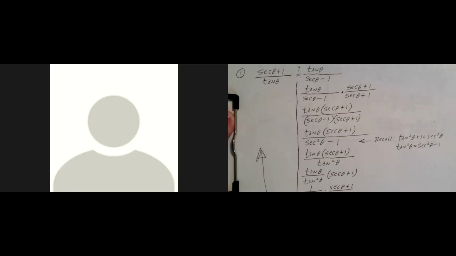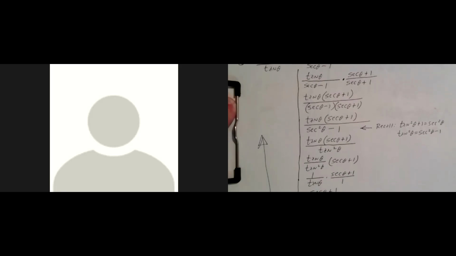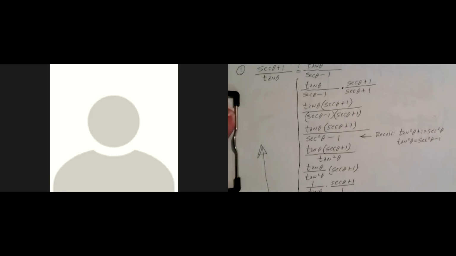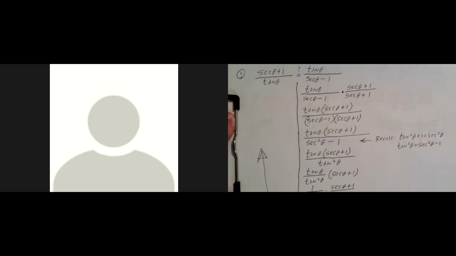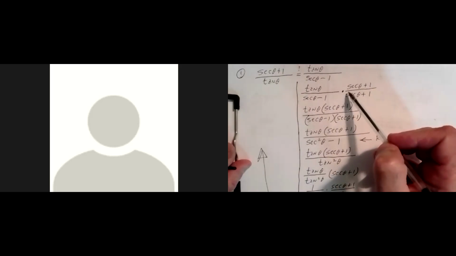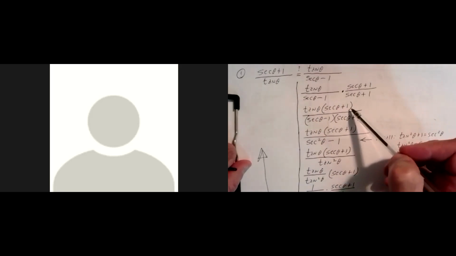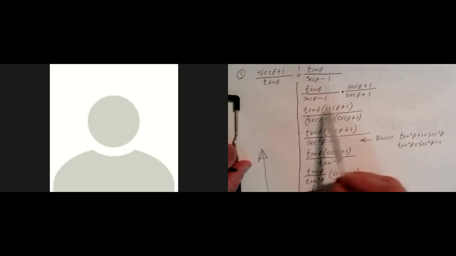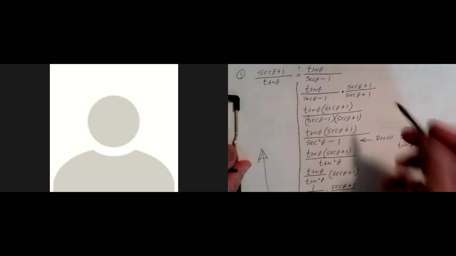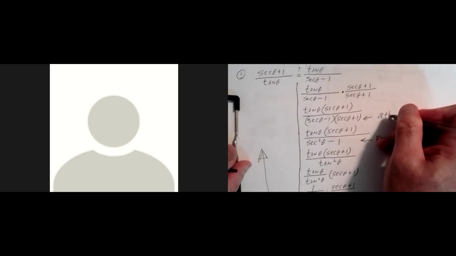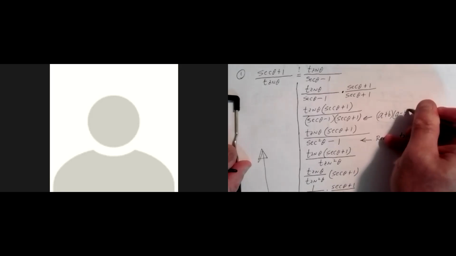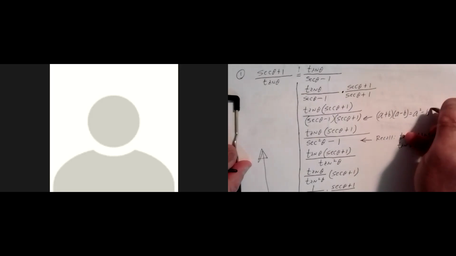So here's the solution to problem number 1 of the classwork. This is one way to show that the right side is equal to the left side. Notice I chose to multiply the right side by the conjugate of the denominator. The conjugate of secant theta minus 1 is secant theta plus 1. I leave the numerator in factored form, but the product of the denominator is secant theta minus 1 times secant theta plus 1. Recall from algebra, when you multiply conjugates together, a plus b times a minus b, you get the difference between the squares of the terms.